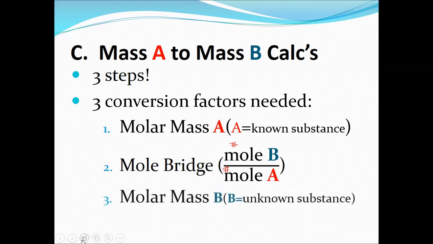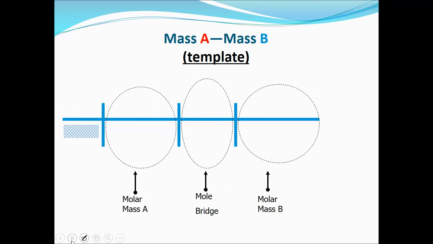The third conversion factor you will need to complete this calculation is the molar mass of B. B, remember, is the unknown substance, the substance you're trying to convert to. So you will have to calculate the molar mass of B, and you will end up multiplying by that molar mass.